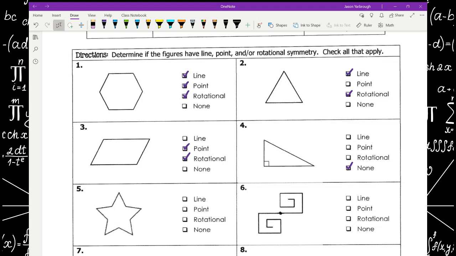All right, number 5. Does it have line symmetry? Yes. Does it have point symmetry? Turn it upside down? No. Does it have rotational? Yeah, it repeats 5 times, so rotational symmetry.